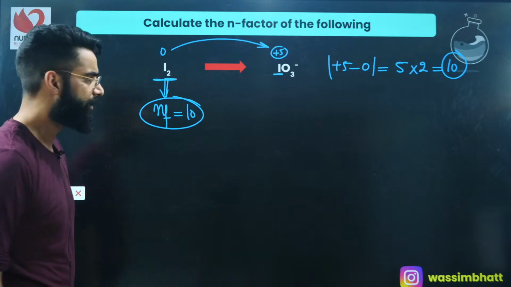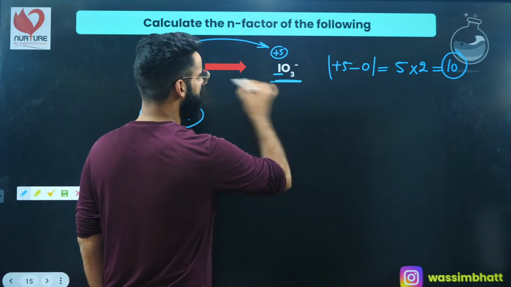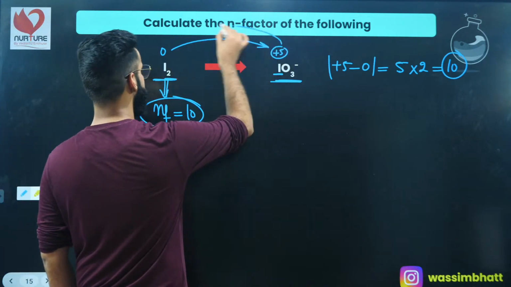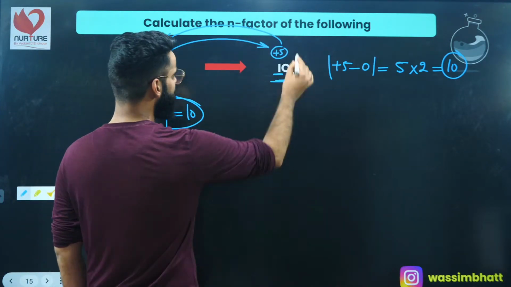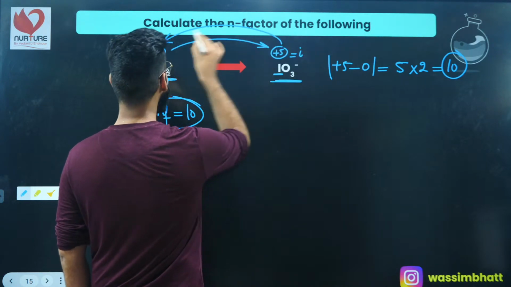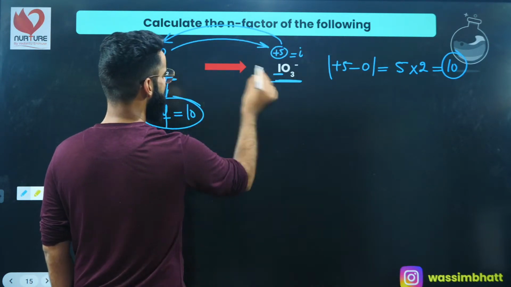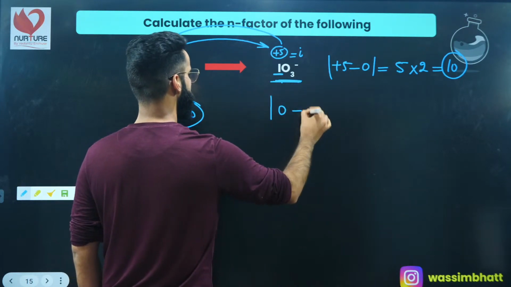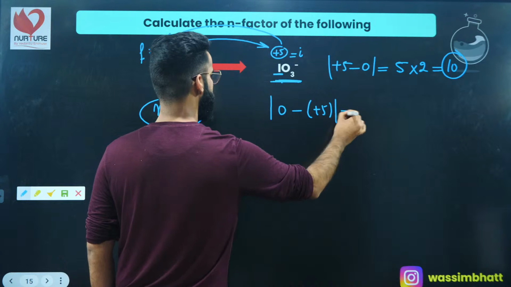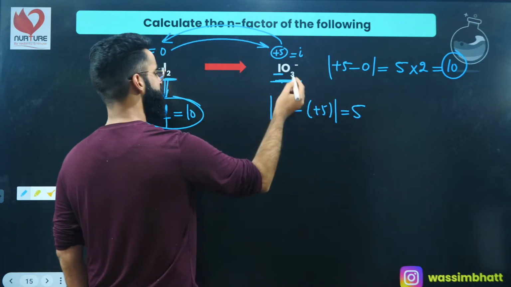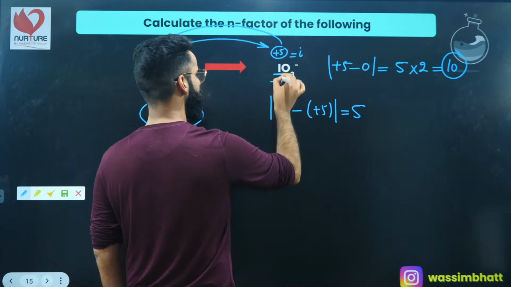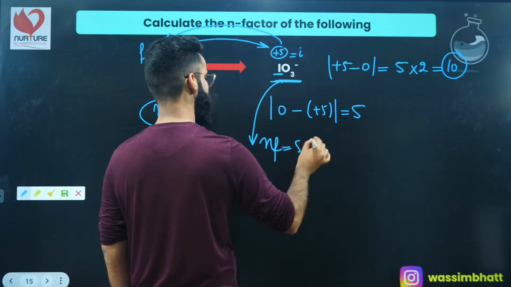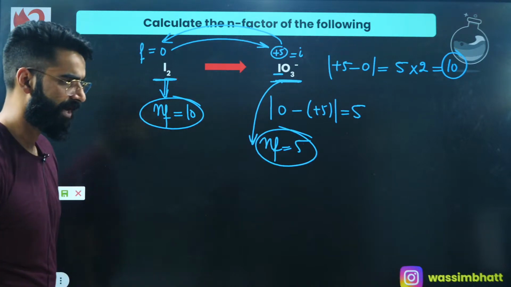If I ask you, what is the N factor of this IO3 negative? What you'll be doing is reversing the reaction. You will be calling this the initial oxidation state, then you'll be calling this the final oxidation state. Calculate the change in the oxidation state, which is going to be equal to final oxidation state 0 minus initial oxidation state plus 5. The value comes out to be 5. 5 is the change in the oxidation state for one atom of iodine, and over here I've got only one atom of iodine. So its N factor is going to be 5, as simple as that. I'm sure it's clear to everyone.